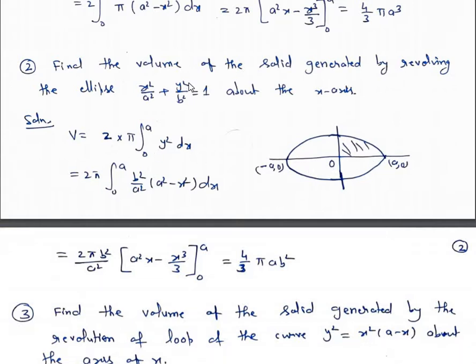Put the value of y² from this equation, which is b²/a² times (a² - x²). Again integrating, we get a²x - x³/3, limits 0 to a. Take 2π b²/a² outside, and putting the limits, we get 4/3 π a b².